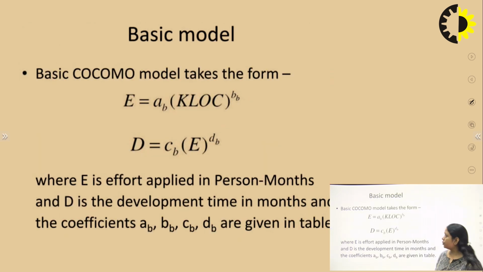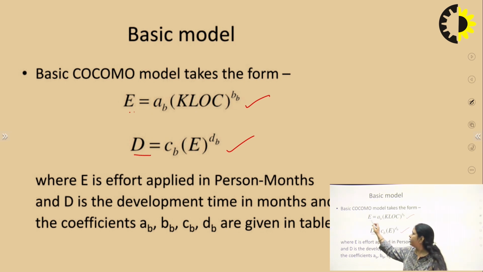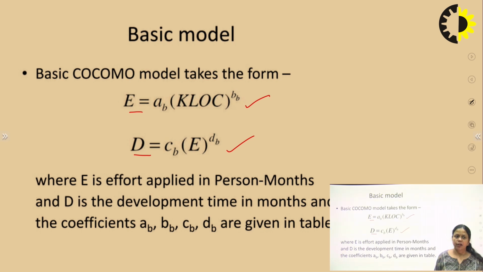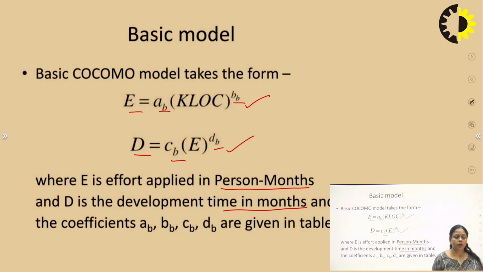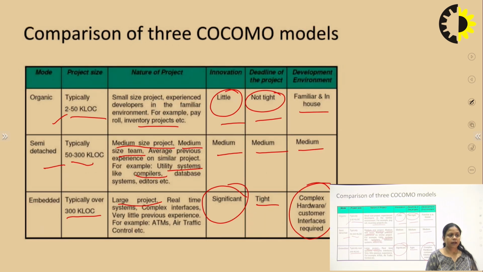Now these two formulas are used to estimate the effort and development time here. So you can see here E is for the effort, which can be calculated in person-months, and D is for the development time in months. Fine. So these are the formulas, and these are some coefficients which are already given in the COCOMO model. There is a table in the COCOMO model, and these coefficients are given for each different type of mode: organic, semi-detached, and embedded model.